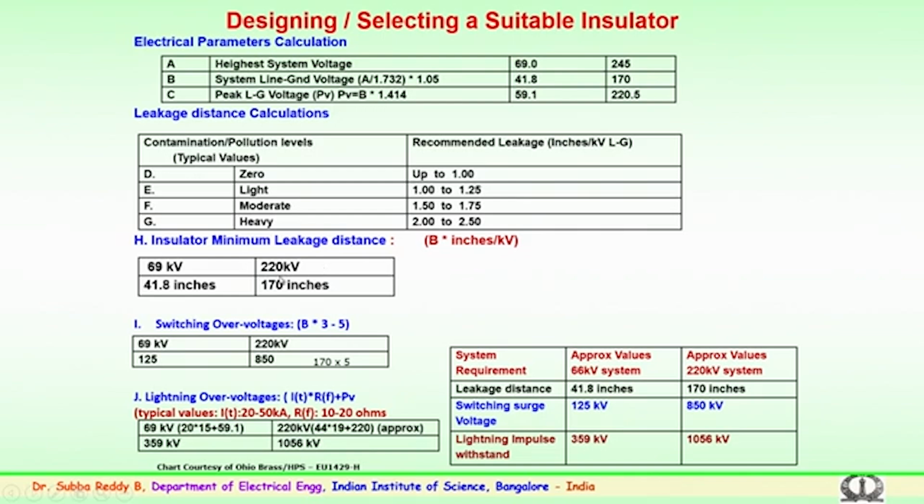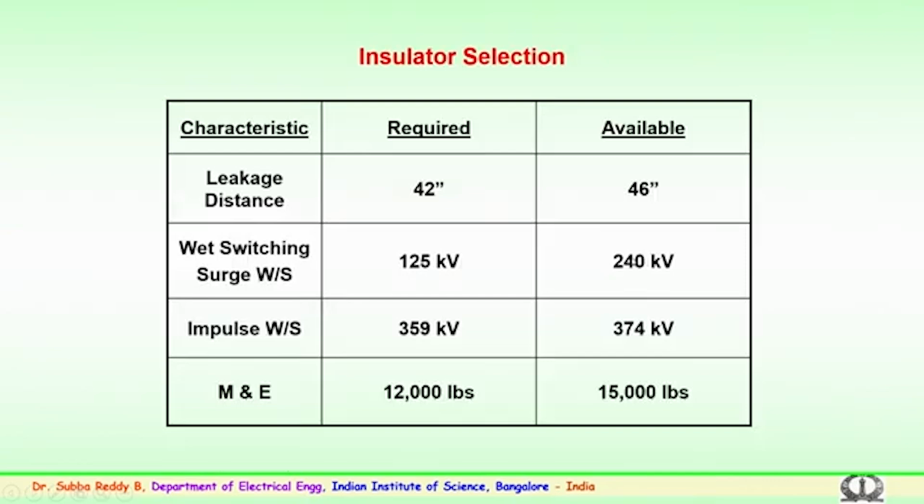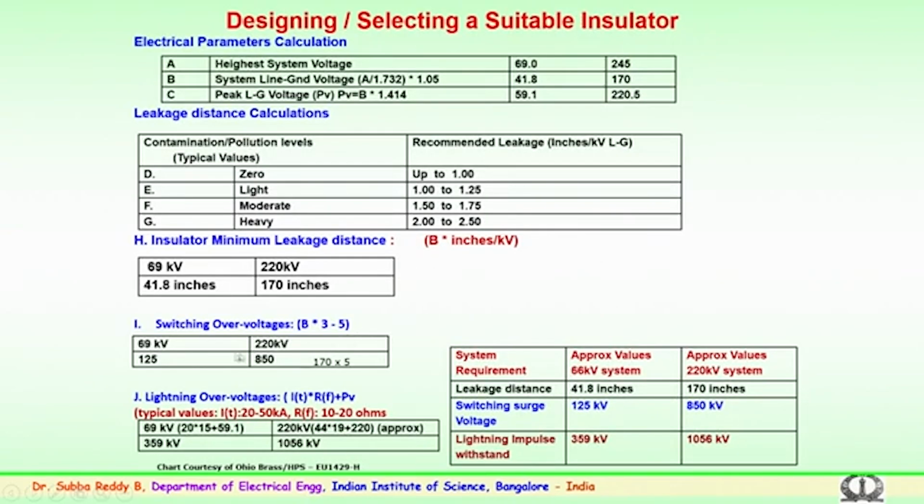Next, after the leakage distance, the insulator minimum leakage distance is calculated simply with the help of 170, that is B, 170 into the inches per kV, that is simple. For a 220 kV it will be 170 inches, that is the leakage distance which I have converted into inches per kV.